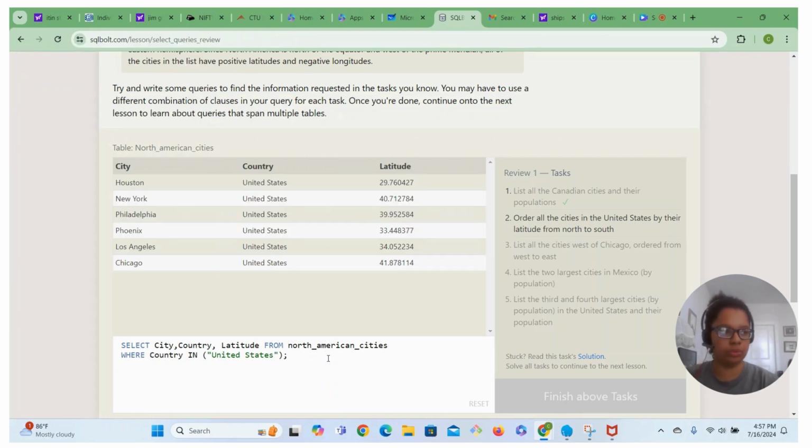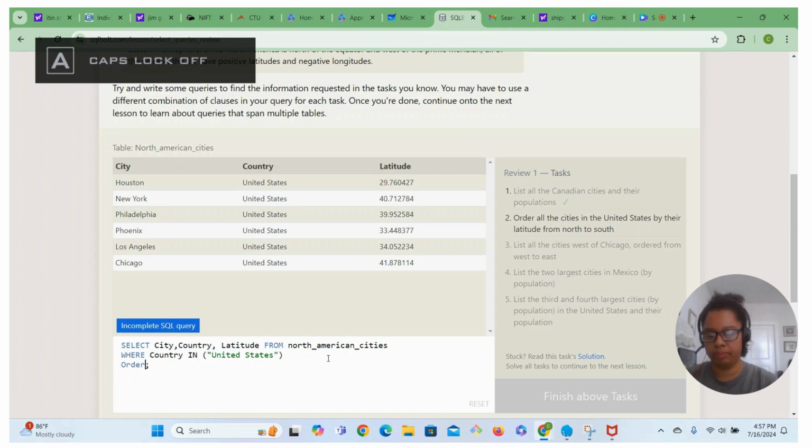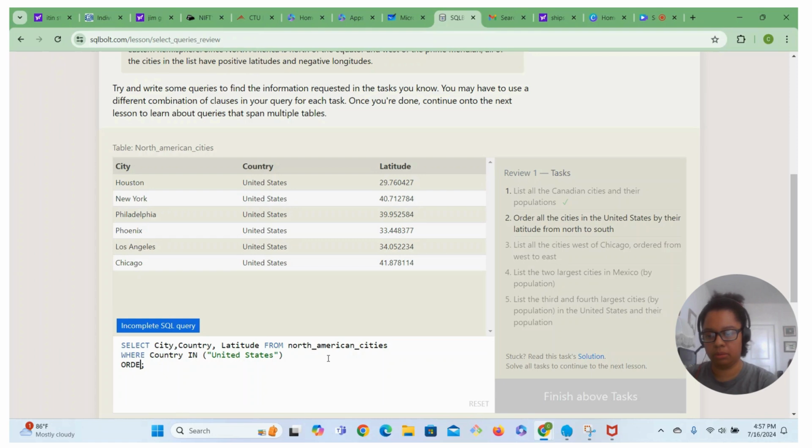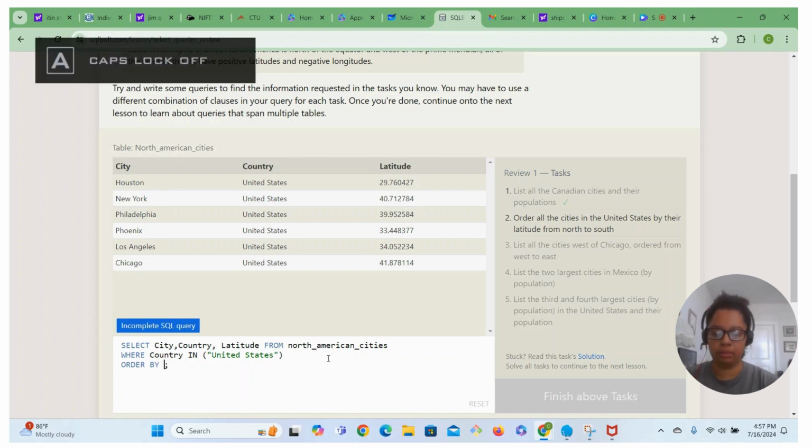And we are also giving it order by. And I just like to capitalize stuff. And then over here we're saying order by, again, latitude.